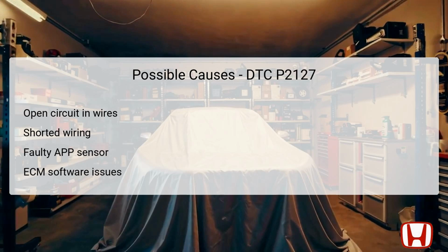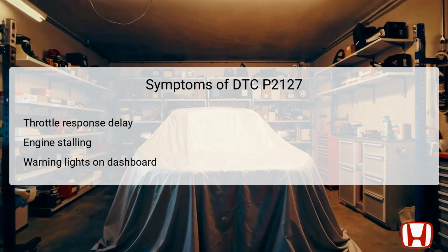Lastly, outdated or incorrect ECM software can cause improper readings and must be updated to ensure the proper functionality of the entire throttle system. When DTC P2127 is present, drivers may experience a variety of symptoms primarily related to engine performance. A noticeable delay in throttle response can occur, making it feel as though the vehicle is unresponsive when the accelerator pedal is pressed. In more severe cases, the engine could stall unexpectedly, leading to potential safety hazards.